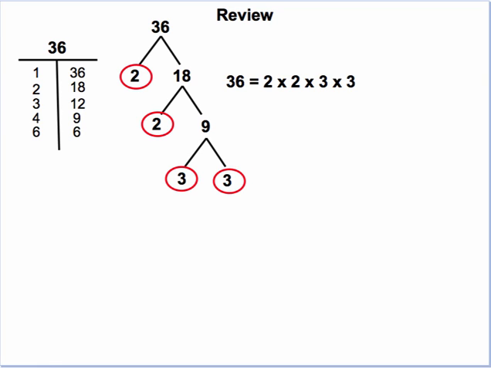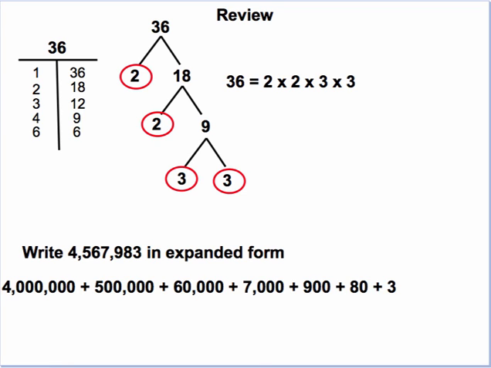One more problem for review. Write 4,567,983 in expanded form. Pause the video. You should have written 4 million plus 500,000 plus 60,000 plus 7,000 plus 900 plus 80 plus 3.